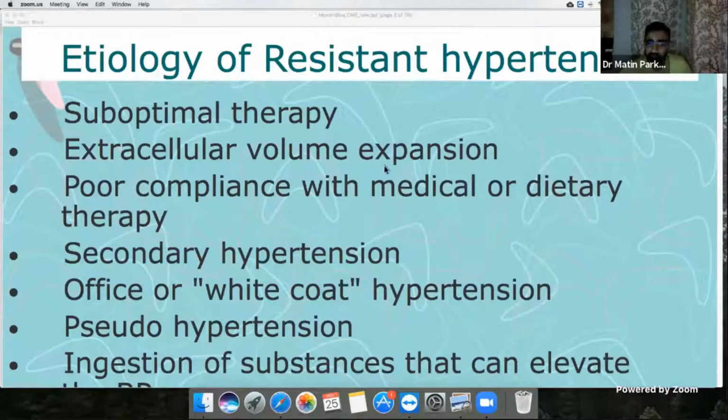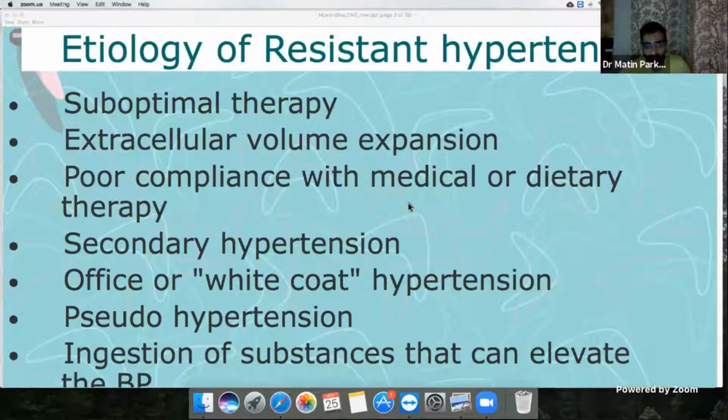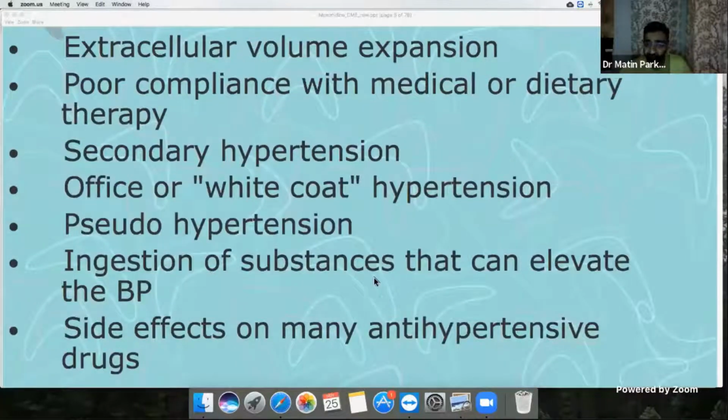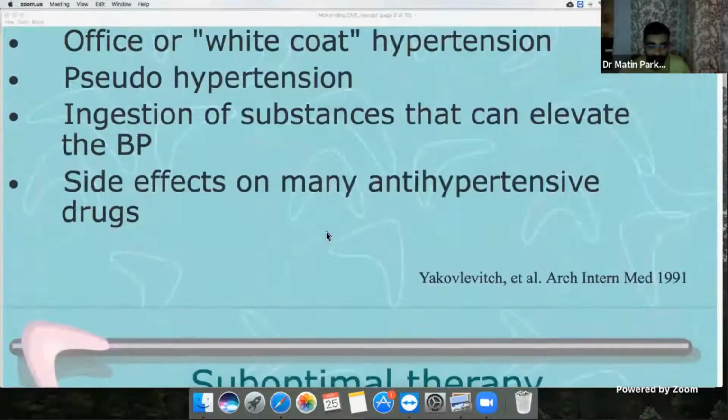Then extracellular volume expansion, poor compliance with the medication. This is also very common. Patients don't take medicine properly and then blood pressure remains high. Secondary hypertension, of course, we'll discuss each and every cause later on in the lecture. Then white coat hypertension, pseudo hypertension, ingestion of substances that elevate the blood pressure, that is drug induced hypertension, and side effects of many antihypertensive drugs.